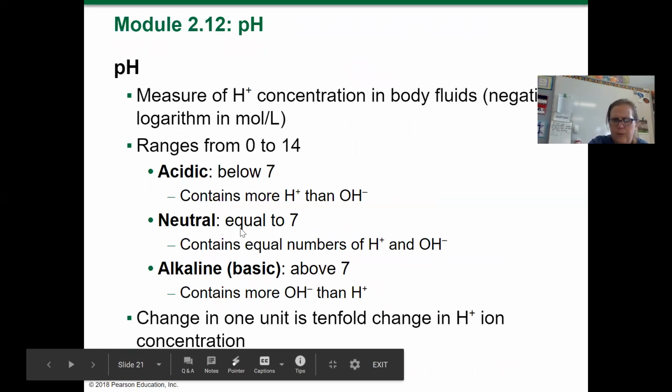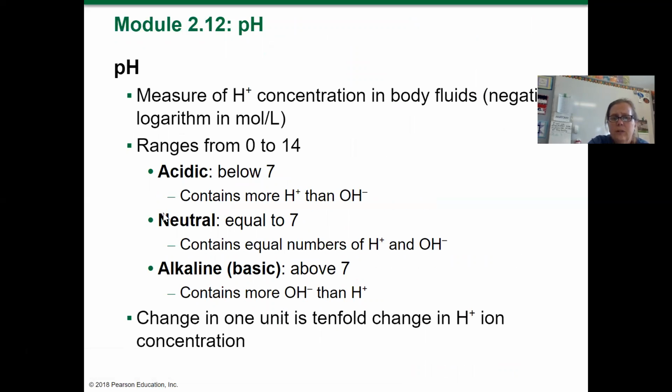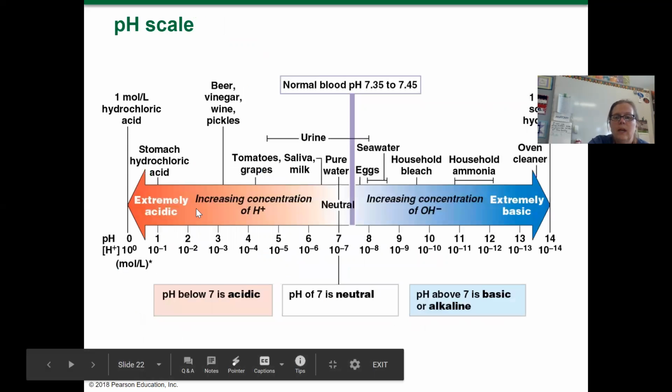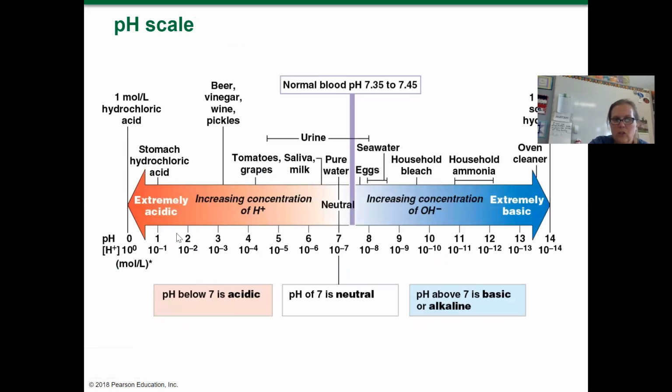And I'm repeating that right here. Neutral is going to be equal to about 7, where the H's and OH's are about the same. And here is that picture on page 72 that shows you the entire spectrum of going from very acidic to very basic. And here are some things like saliva. You notice that's not exactly neutral.